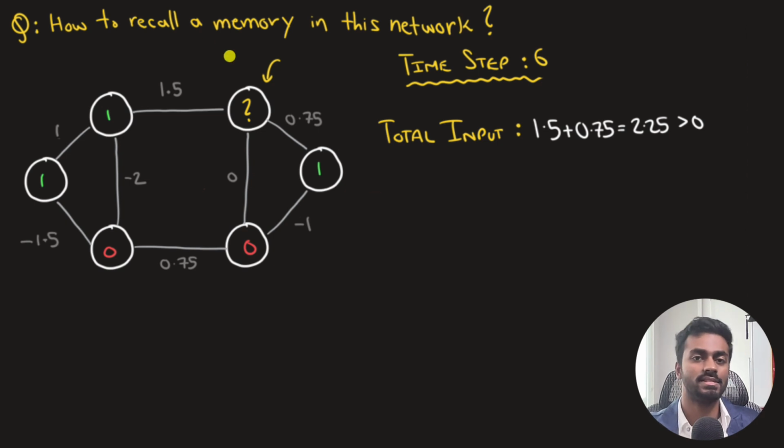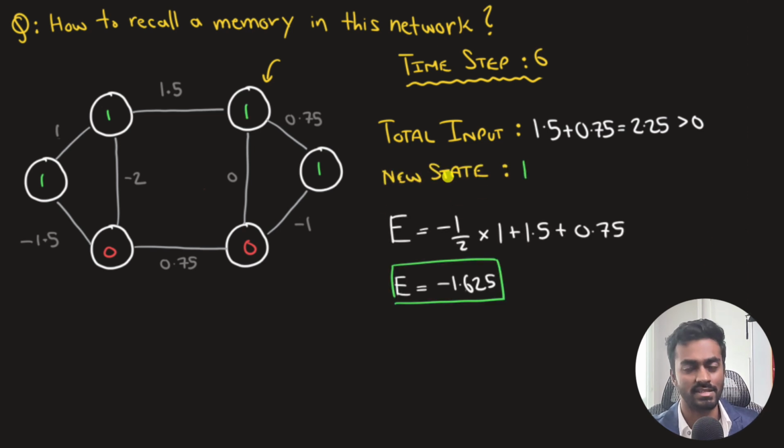Now in time step 6, let's say that we chose randomly this neuron over here. The total input is going to be 1 times 1.5 plus 1 times 0.75 plus 0 times 0, which is 2.25. It's greater than 0. And so we're going to see that the new state of this is 1 because it's greater than 0. And the new energy, the total energy, is going to be negative 1.625.